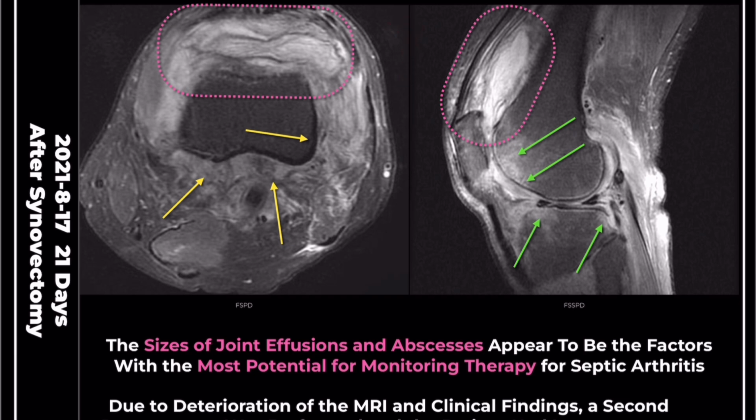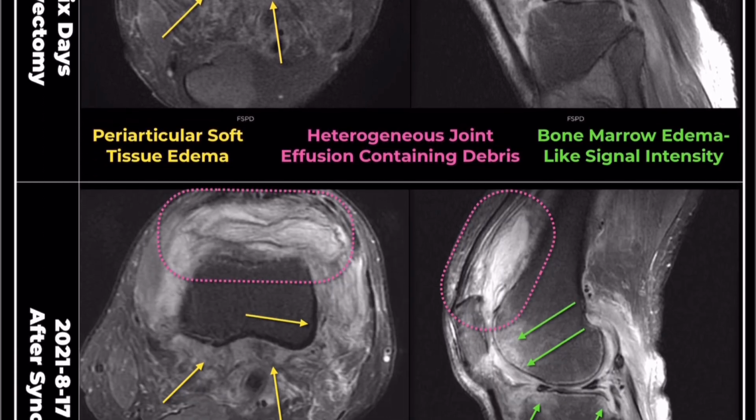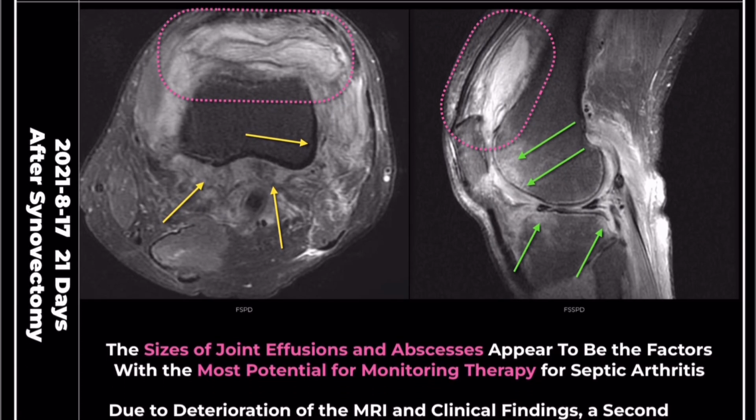The question we need to consider is, does this imaging suggest the patient is being successfully treated? If not, what findings lead us to that conclusion? In this MRI, we observe the following.